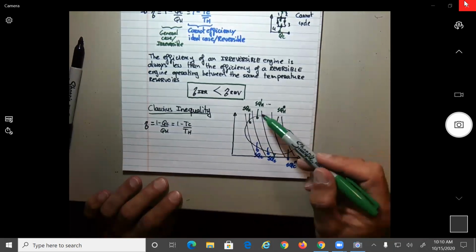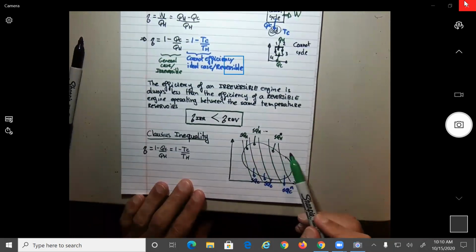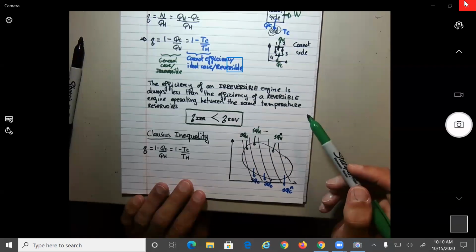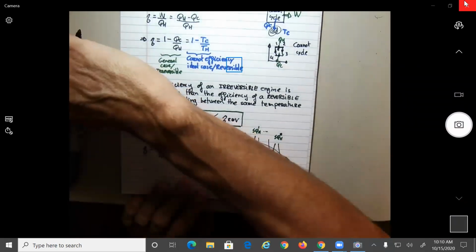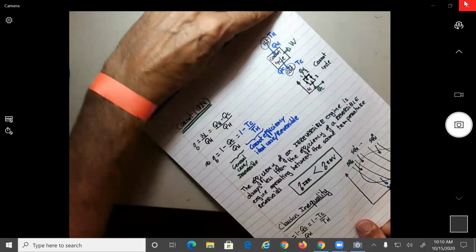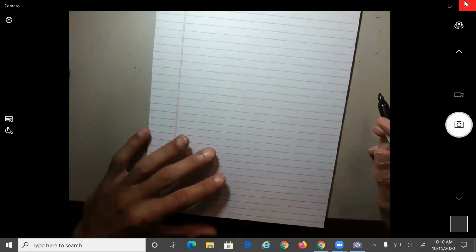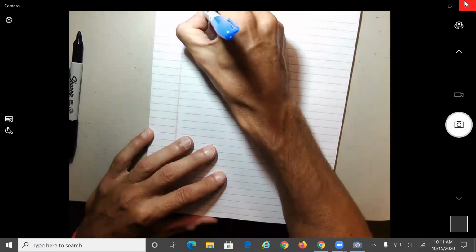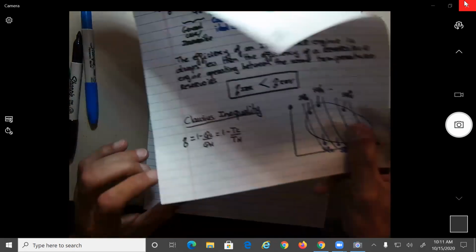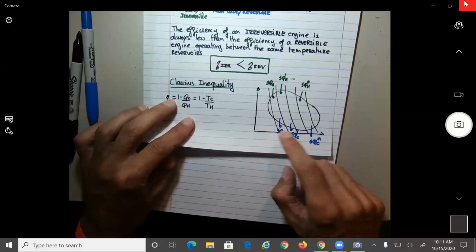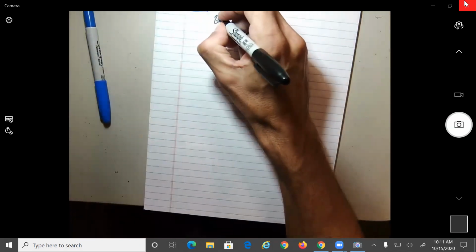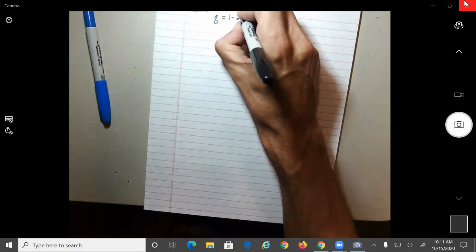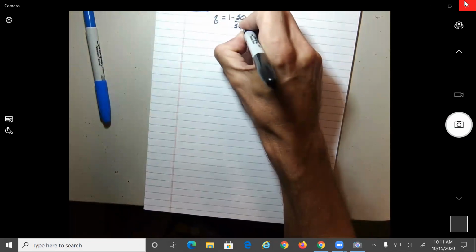So if you add all of this together, you're going to end up knowing the efficiency for this cycle. That's the important part here. So if we look at the first cycle, meaning I'm just looking at this one here, delta Q hot, delta Q cold, what will you get? The efficiency is equal to 1 minus delta Q cold over delta Q hot.